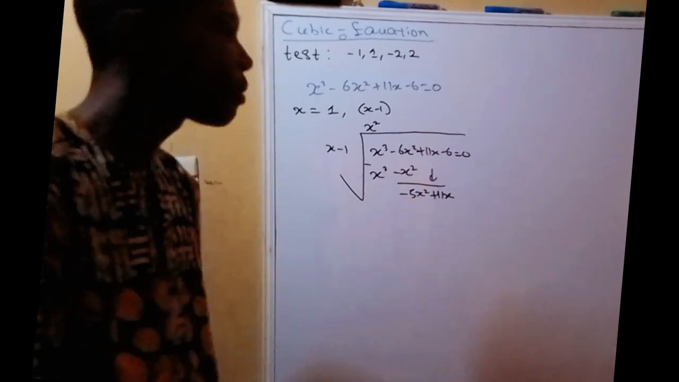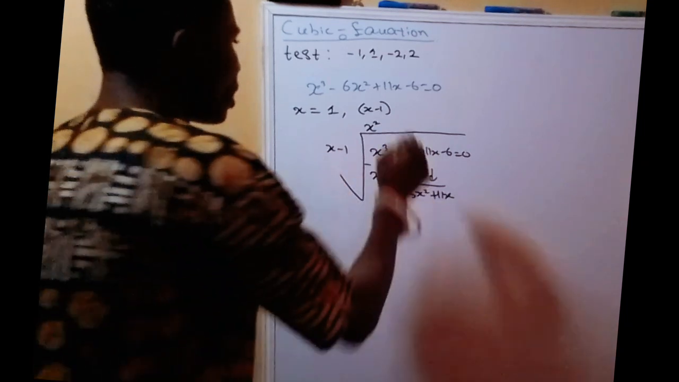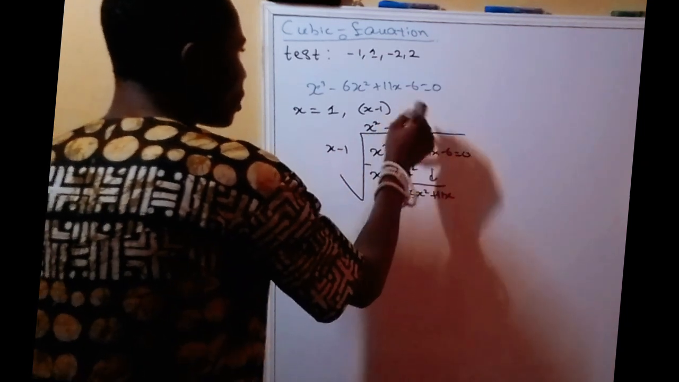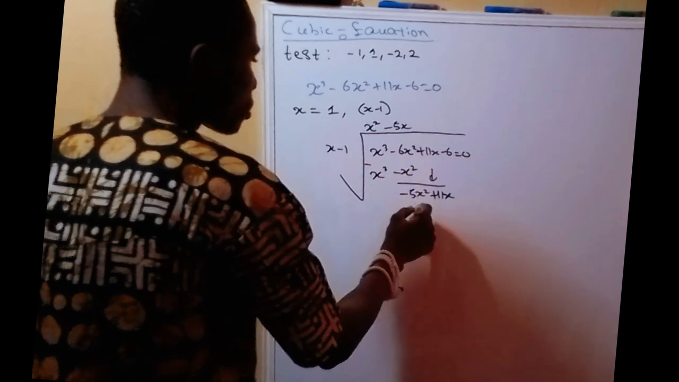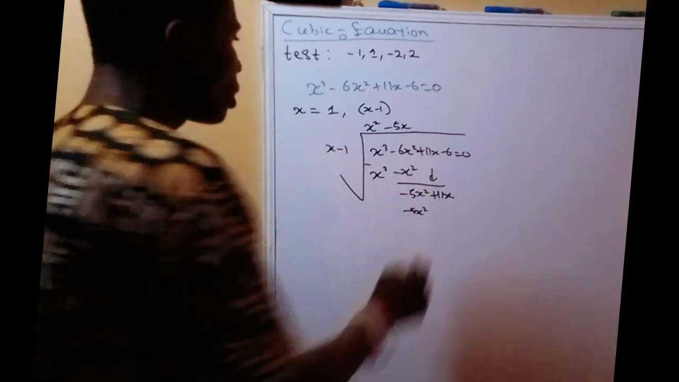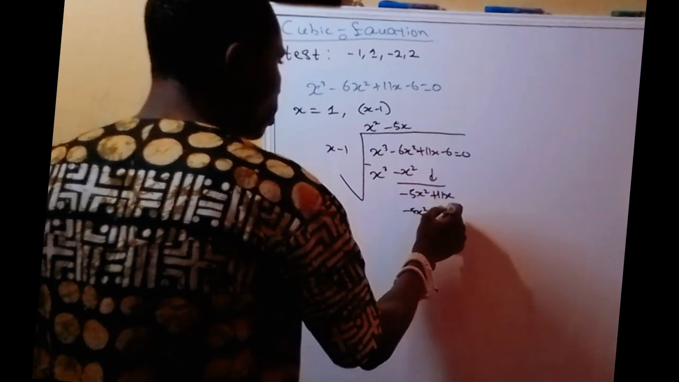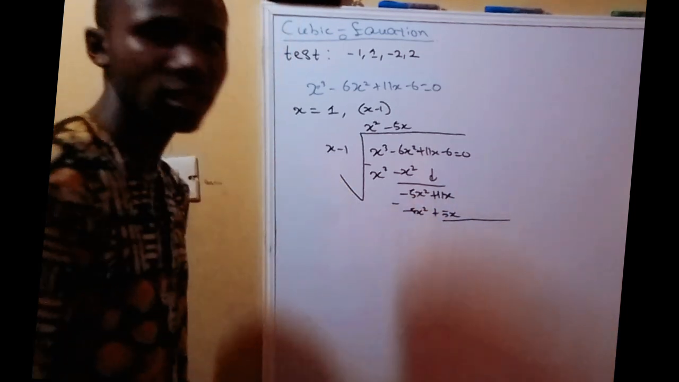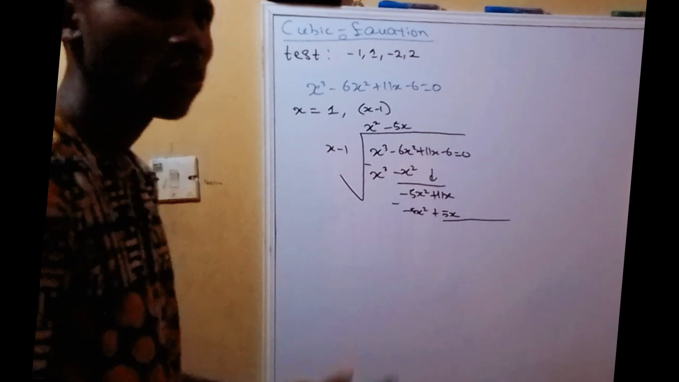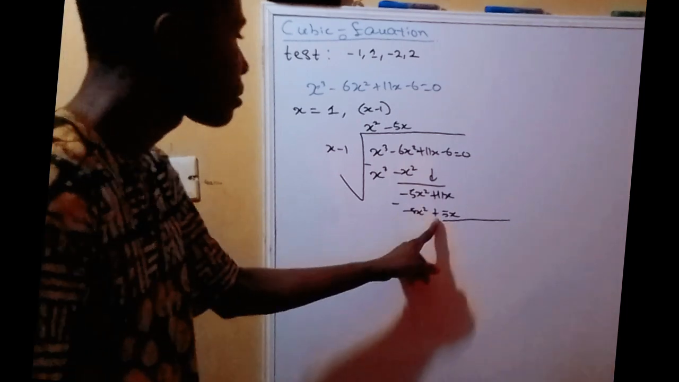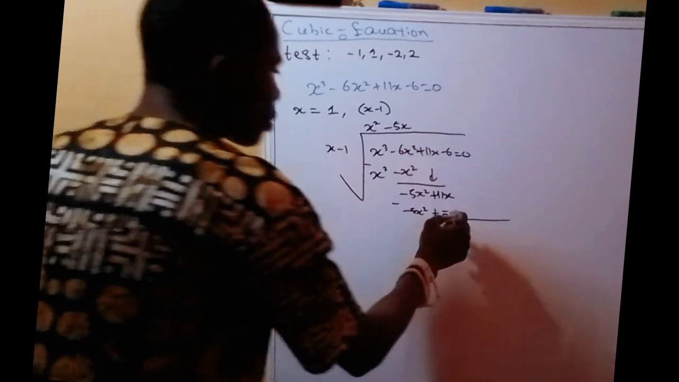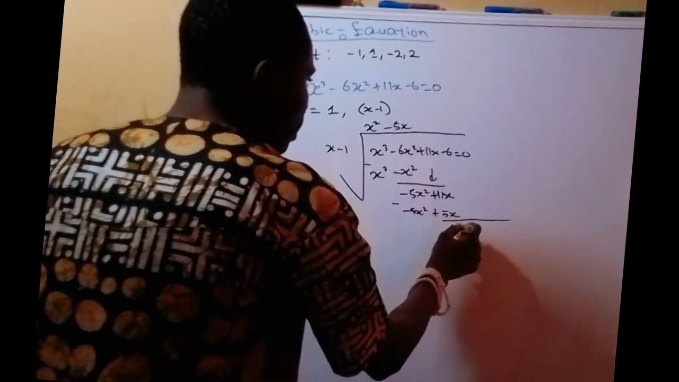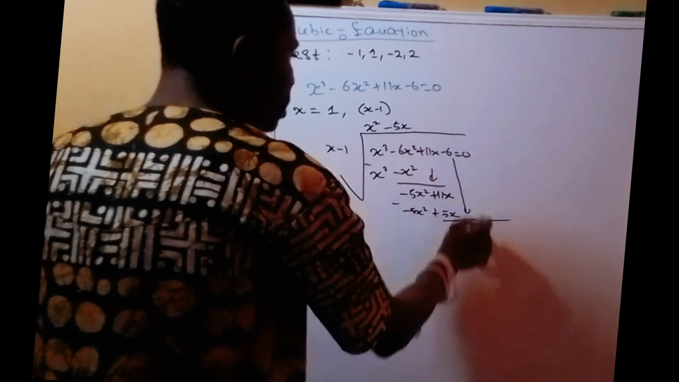You repeat the same step again. Minus 5x squared divided by x, you have minus 5x. This times everything, you have minus 5x squared, then plus 5x. What do we do again? We subtract. Yes, of course, we subtract. And when we subtract again, plus 11x minus 5x, you have what? Your 6x. And of course, the last one drops down, minus 6.